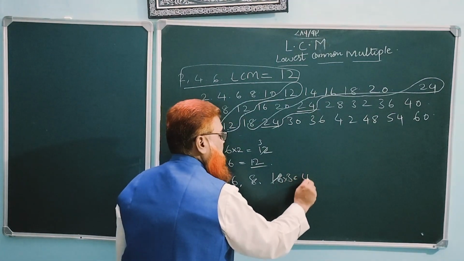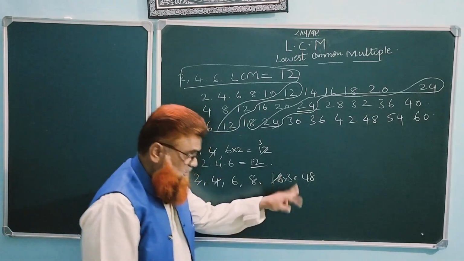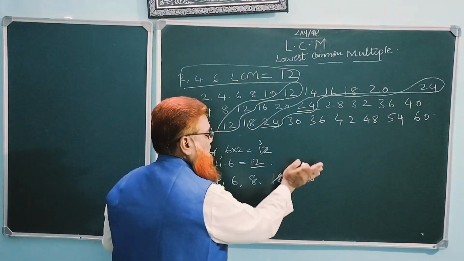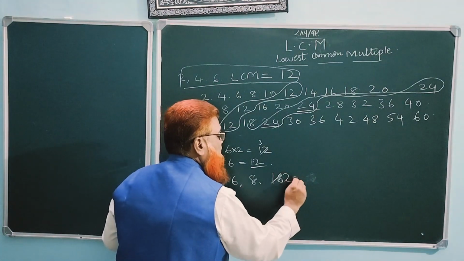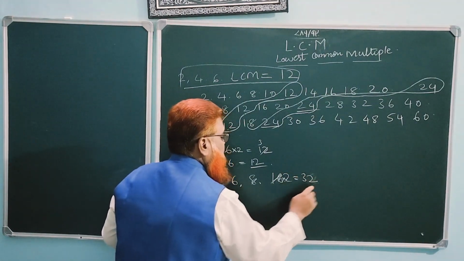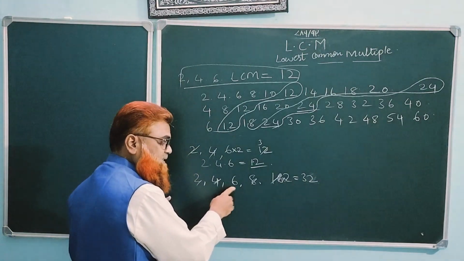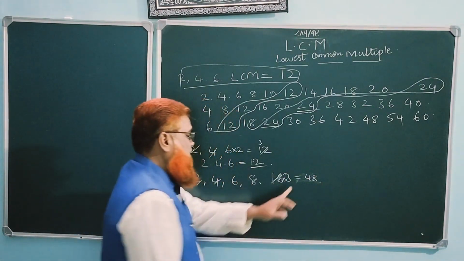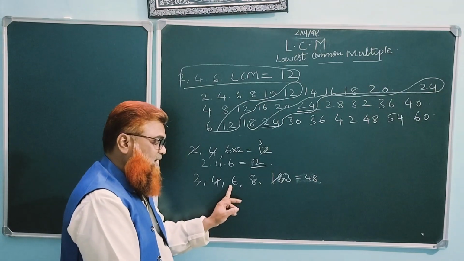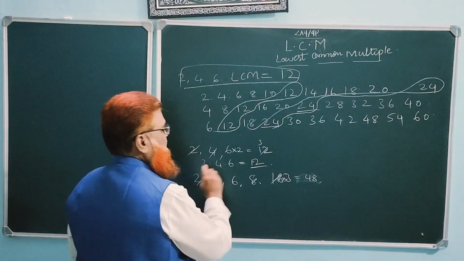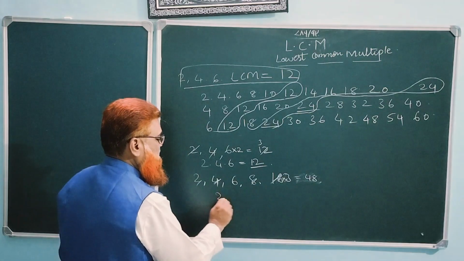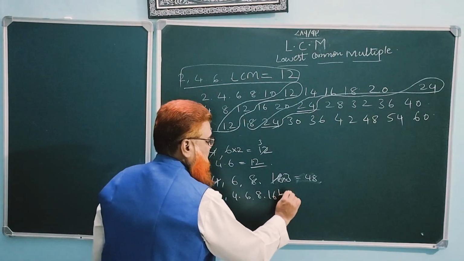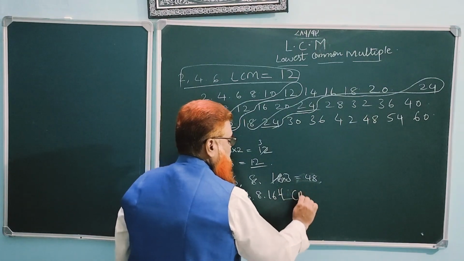Then 16 3s are 48. Sorry, 16 2s are 32. Then 32 is not divisible by 6. Now I change the number. 16 3s are 48. 48 is divisible by 6. When it is divisible by 6, then without any further doubts you can say that the LCM of 2, 4, 6, 8 and 16 is how much?